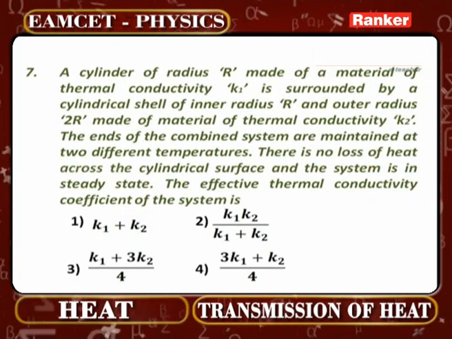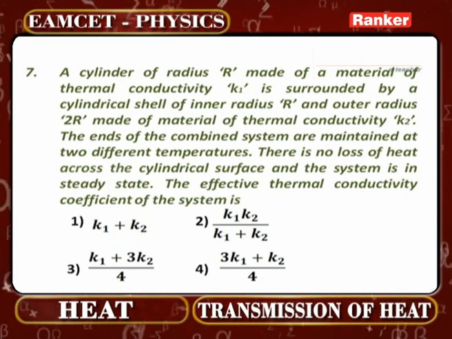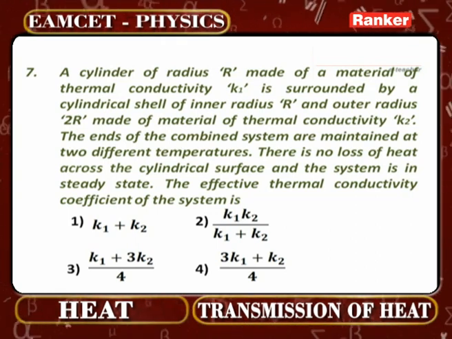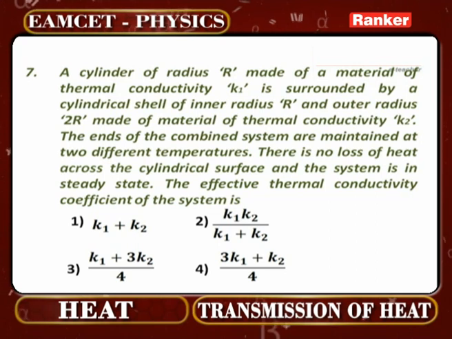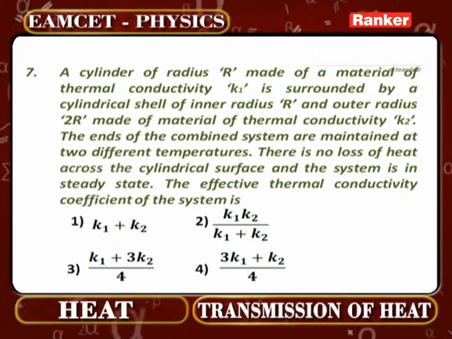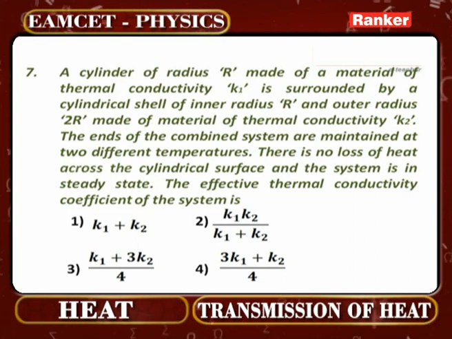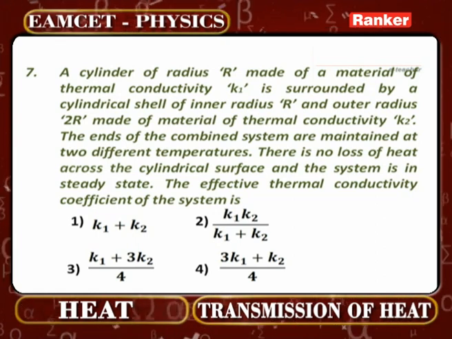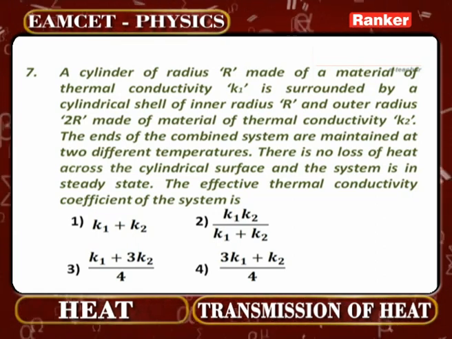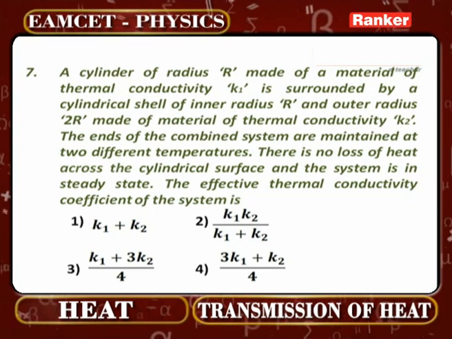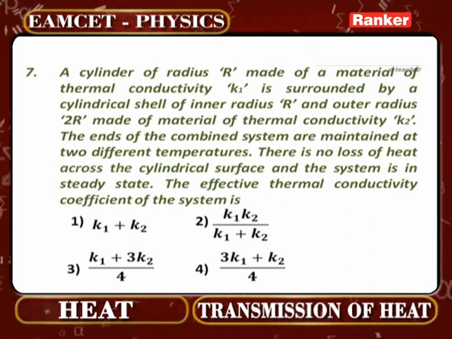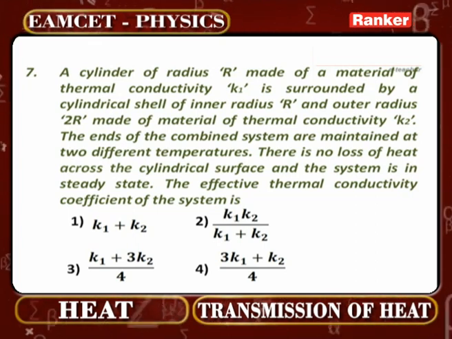A cylinder of radius r made of a material of thermal conductivity K1 is surrounded by another cylindrical shell of inner radius r and outer radius 2r made of a material of thermal conductivity K2. The ends of the combined system are maintained at two different temperatures. There is no loss of heat across the cylindrical surface and the system is in steady state. That means it is perfectly in thermal equilibrium. The effective thermal conductivity coefficient of the system is how much? Even this question has been taken from previous Eamcet papers.